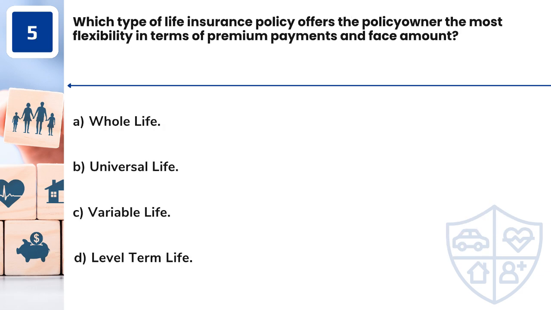Question 5. Which type of life insurance policy offers the policy owner the most flexibility in terms of premium payments and face amount? A. Whole life. B. Universal life. C. Variable life. D. Level term life.